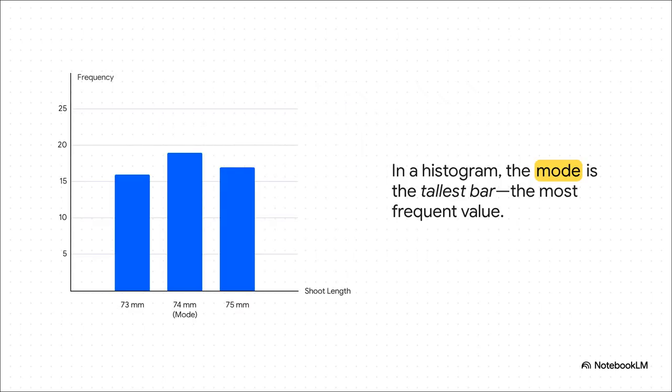And visually, this is super easy to spot on a histogram. The mode is always just the tallest bar. It's the highest peak in your data's landscape. It's that most common value, just standing tall above all the rest.